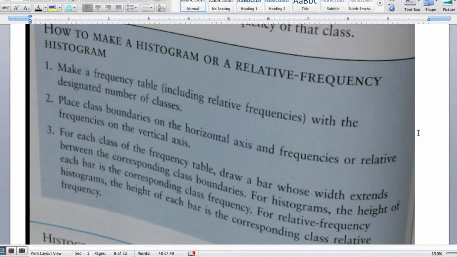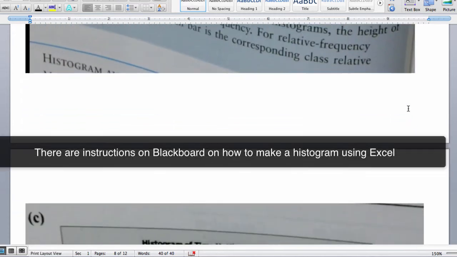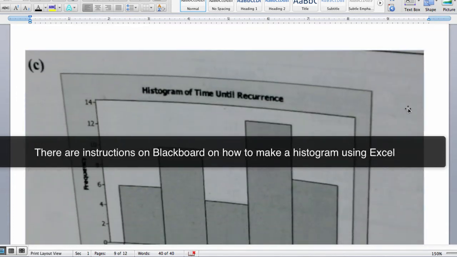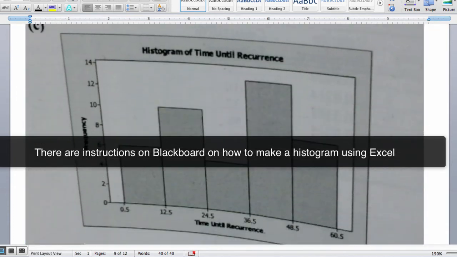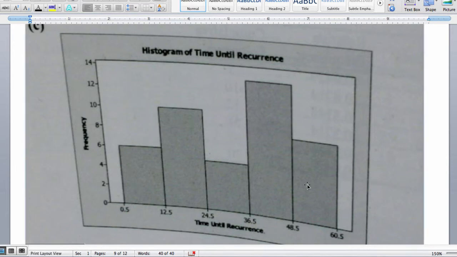So the histogram, the height of each bar is the corresponding class frequency. The relative frequency histogram, the height of each bar is the corresponding class relative frequency. So let's look and see what it looks like. All right, this is pretty much it.